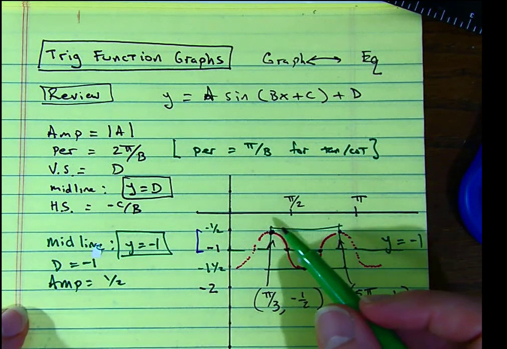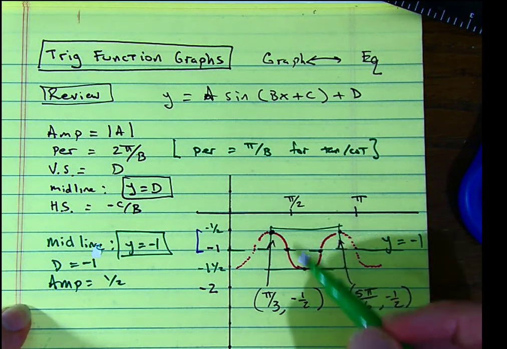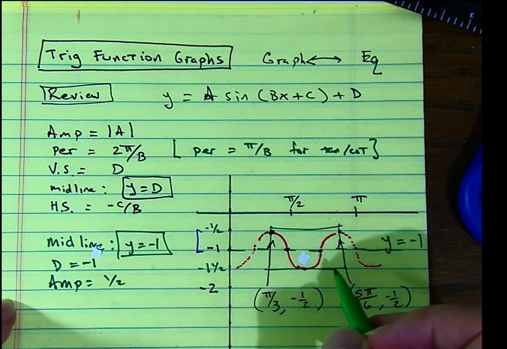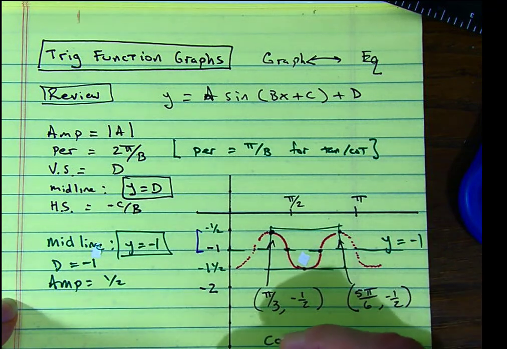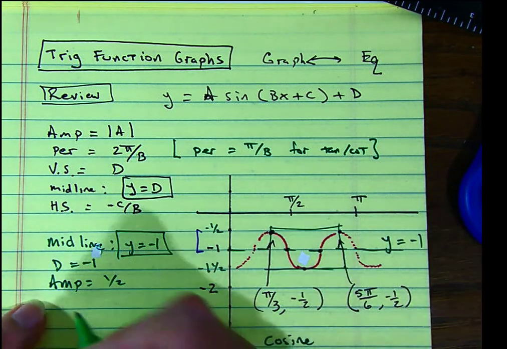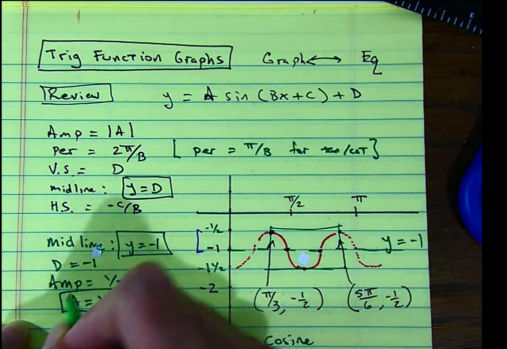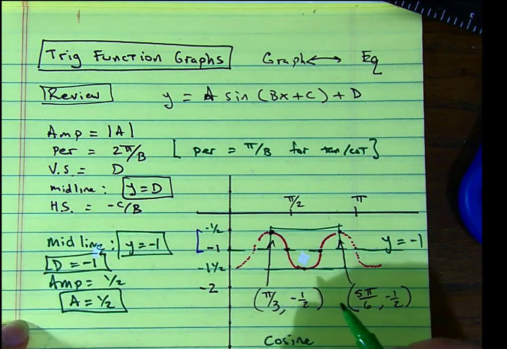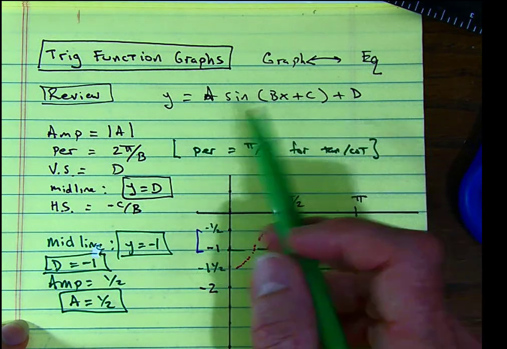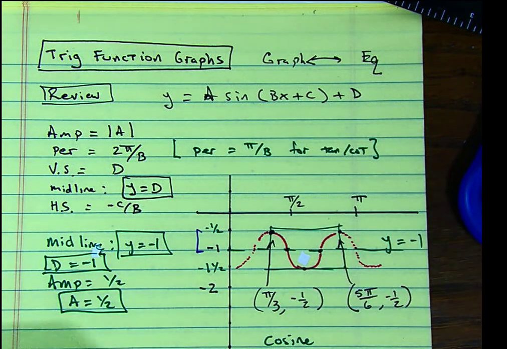And also we're noticing what kind of wave is in the box. This is a normal cosine here. There's no reflection. So maybe we should have written that down first, that we're dealing with cosine, and it's not reflected. And since it's a normal cosine wave, A is positive 1/2. Okay, so we're halfway done. We have 2 of our 4 parameters. Now we just got to figure out the B and the C.